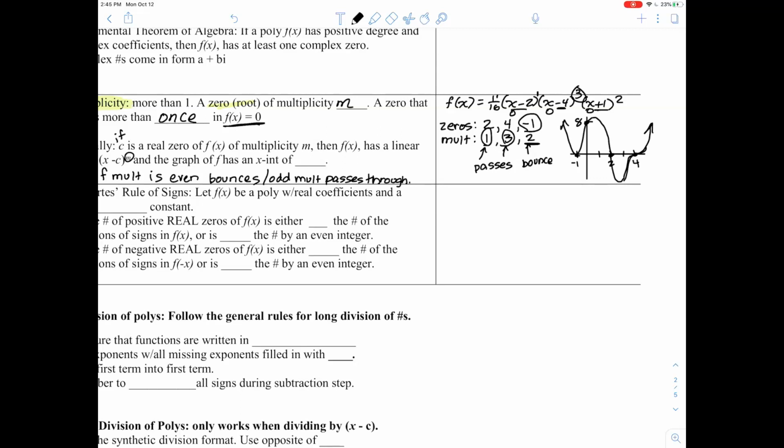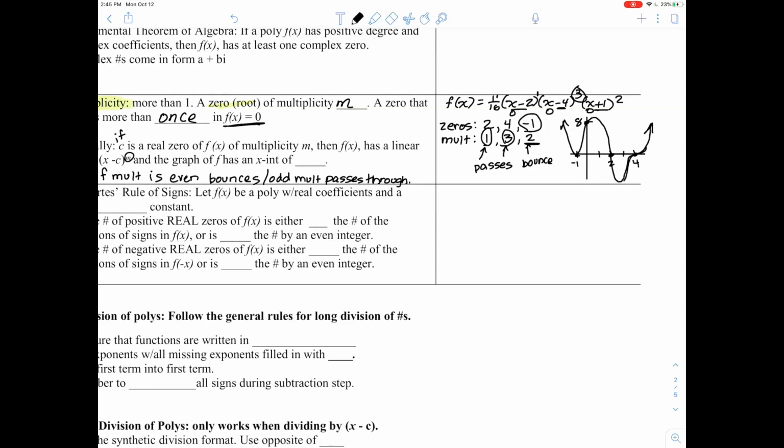So zeros and multiplicities. The exponent is the multiplicity. Remember, if it's an odd multiplicity, then the graph passes through the 0 from the positive side to the negative side, or vice versa. If the multiplicity is even, the graph will bounce off of the 0 and go back in the direction in which it came.